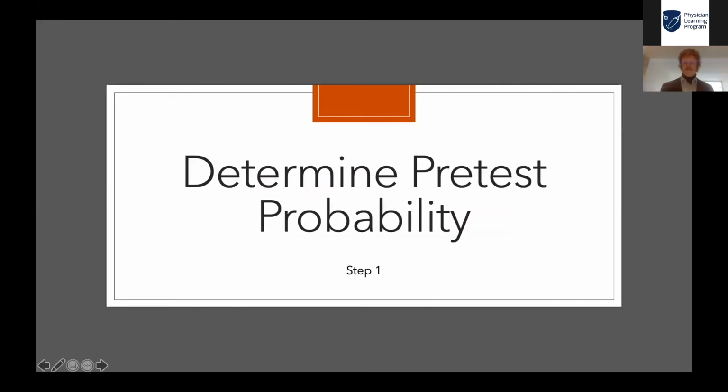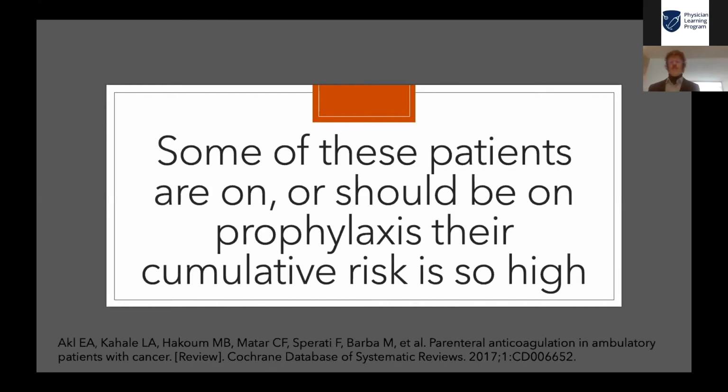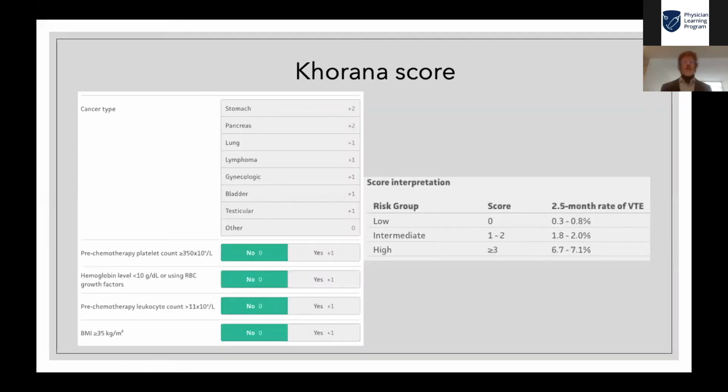Like all patients where we're considering a probability, cancer patients are no different. And we'll start by saying that some of these patients are on, or should be on, prophylaxis, as their cumulative risk is so high. This is borne on the work primarily by Dr. Khurana, who developed the Khurana score. This is used in an outpatient setting for patients prior to the induction of chemotherapy to determine what their risk is and whether or not they should be prophylaxed.